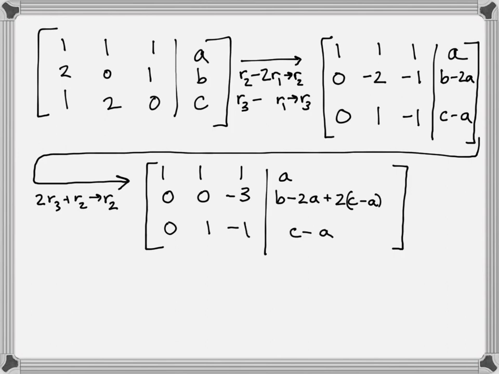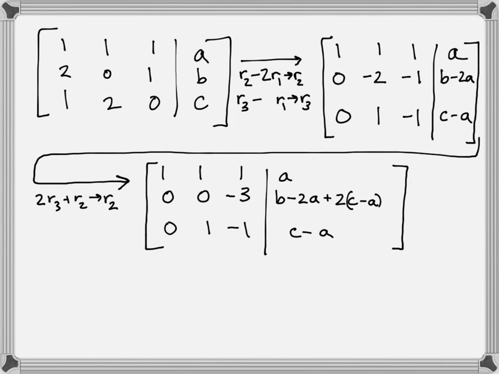As I was blabbing at you, I did this other row operation. So I took 2 row 3 plus row 2 to row 2. So that gets rid of the second entry in the second row. And when I do that, I do the corresponding row operation to this, the second entry of my ABC vector.